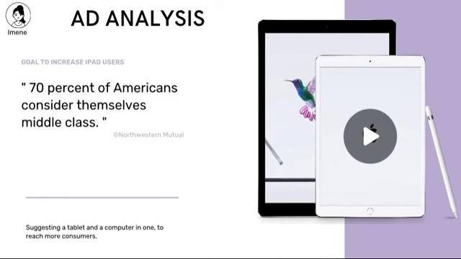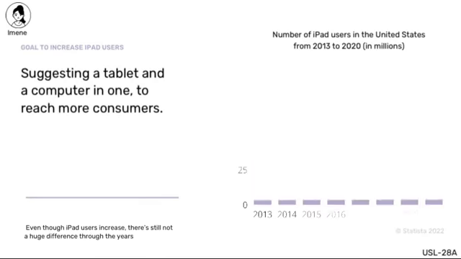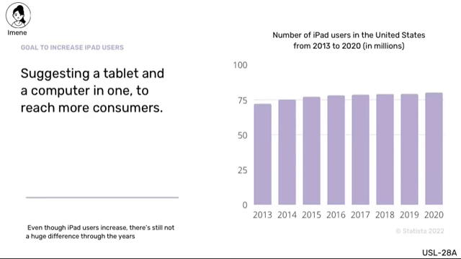With this new campaign, Apple wants to reach more people because, as this graph of American iPad users shows, even though iPad users increase, there's still not a huge difference through the years. By suggesting a tablet and a computer in one, they would reach more consumers and different kinds of people, students, parents, or workers. Moreover, this new Pro range is intended more particularly to professionals from this social class.